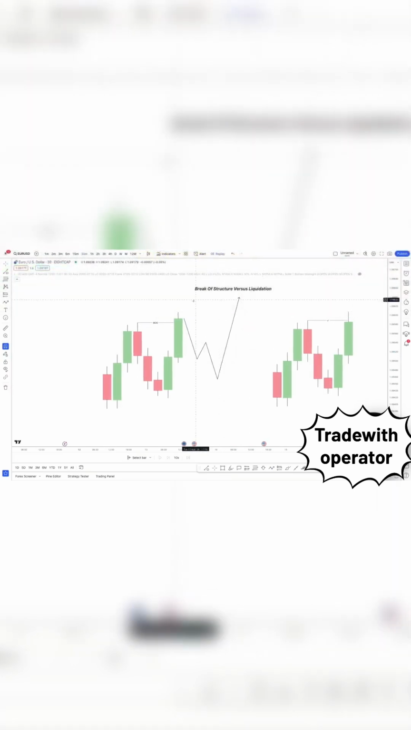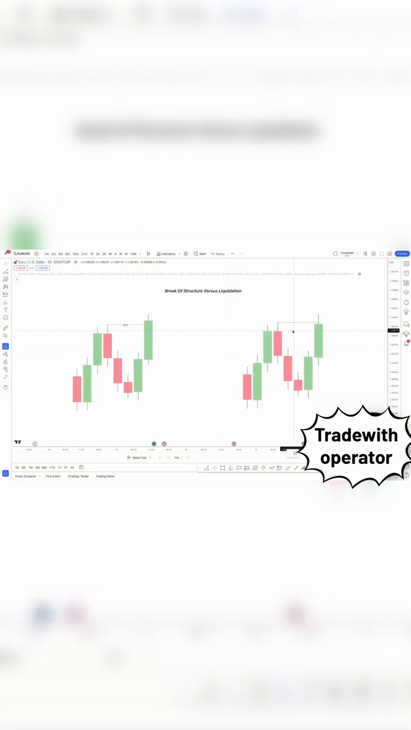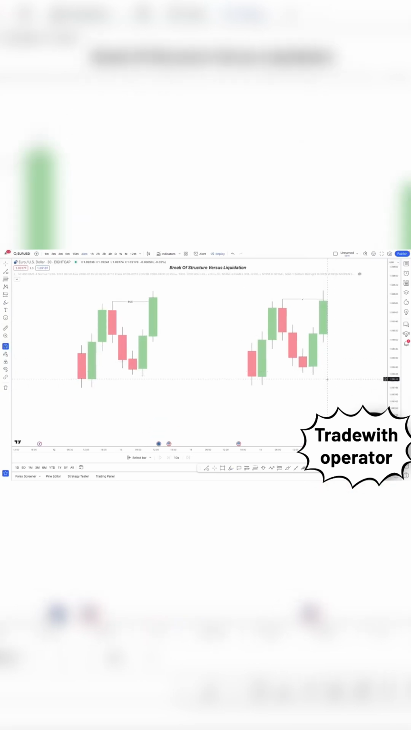So the diagram on the left shows us what a true break of structure is, and the diagram on the right shows us what I consider a liquidation. So many times I see traders get caught using the wick break as a break of structure, and then they get caught on the wrong side of the market. They think that price is going to go higher and price actually goes lower. And these are things that I've consistently tested. This is not just made up ideas and concepts. No, this has been thoroughly tested. So that is the break of structure versus liquidation.